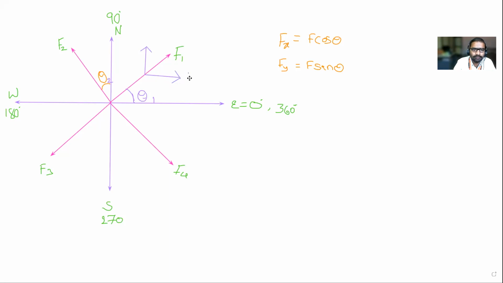Now can you tell me how much is this value? This is F1x, correct? Then what is this one? F1y. Now what is the formula? F1x equals how much? F1 cos theta 1. And F1y is equal to F1 sin theta 1, correct?